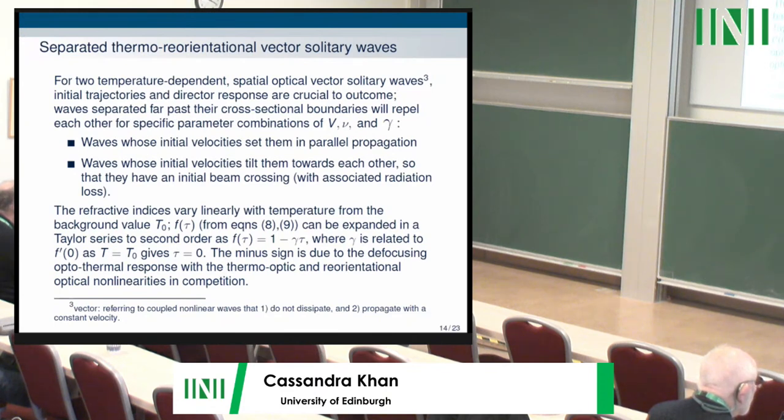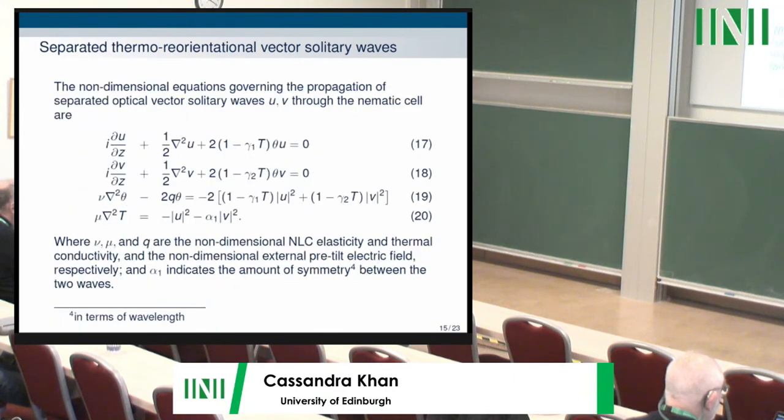And the minus sign for gamma is due to the defocusing optical response, or with the heat of the beam itself can cause a defocusing, whereas the interplay with the molecules reorienting strongly in the electric field and due to the electric field of the beam too causes a defocusing and focusing. Also, notice in my title it's vector solitary waves. We're just talking here about coupled nonlinear waves that don't dissipate and have constant velocity. So this now is our system for two beams. Again, we've got NLS equations in 17 and 18, elliptic equations in 19, and you can see here how the structure is altered just a tiny bit so we can incorporate the temperature dependence for our two beams now, U and V.